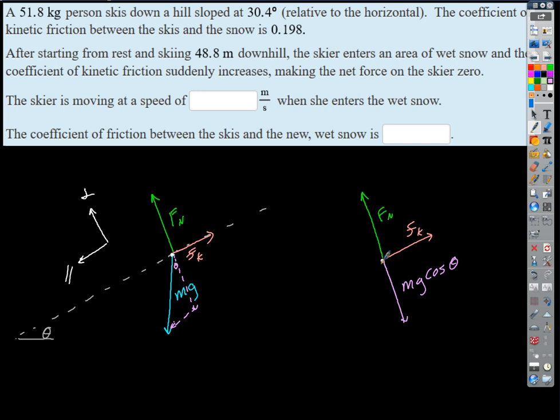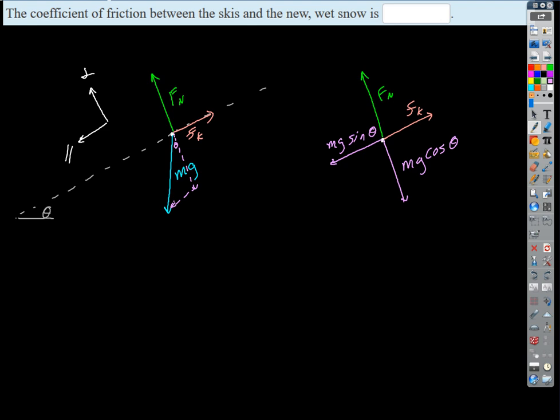And then in this direction, that's going to be mg sine theta. Everybody agree? I've just taken this vector and slid it up to here, like so. Not drawn to scale, obviously, but that doesn't matter. So that's what we need. That's our orthogonalized free body diagram, and that's what allows us to write the equations of motion.